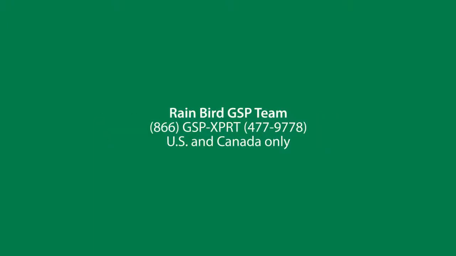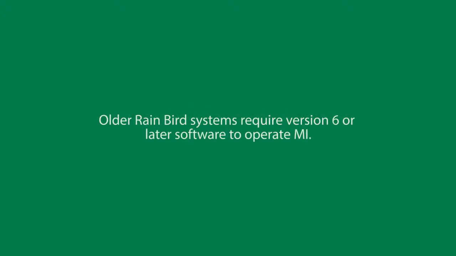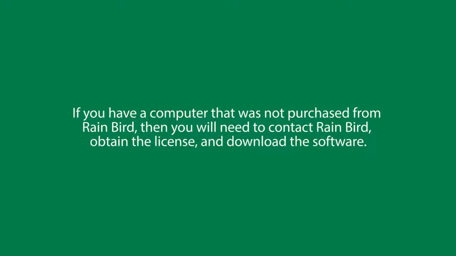If you're on Rainbird's Global Service Plan, also known as GSP, you can call the GSP team and they'll activate MI for you. If you have an older Rainbird system, you'll need version 6 or later software to operate MI. If you have a computer that was not purchased from Rainbird, then you will need to contact Rainbird, obtain the license, and download the software.